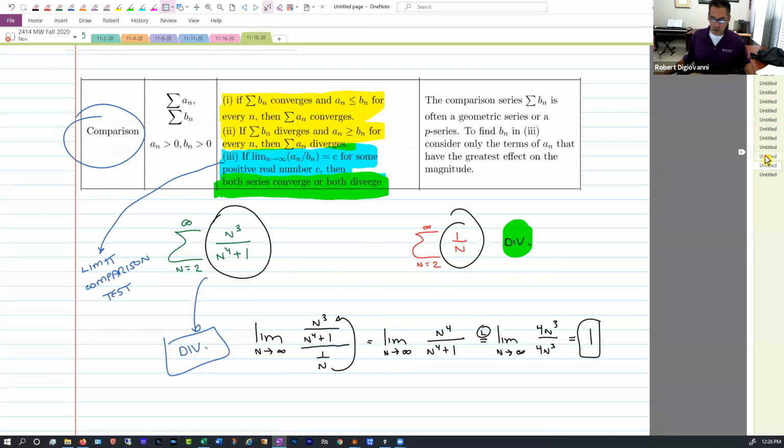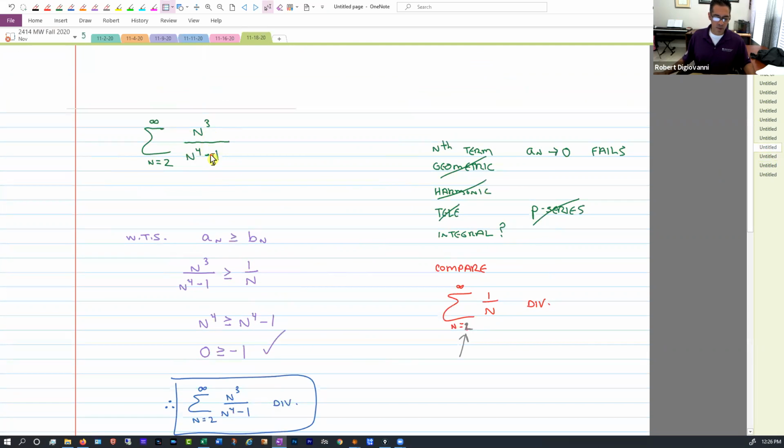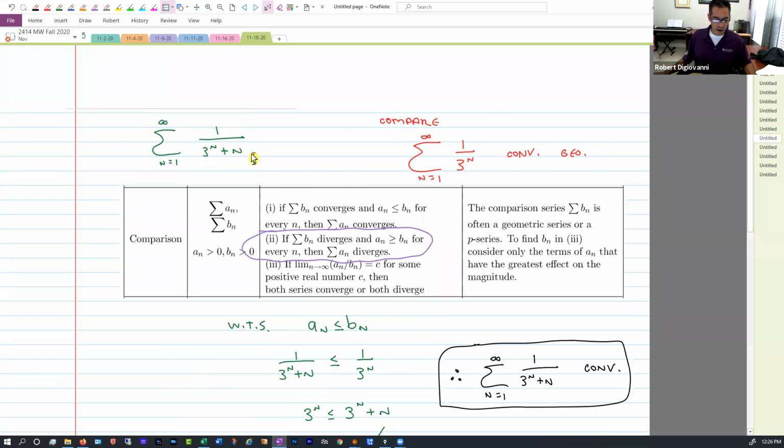Okay, so I showed you that we could do that test for this problem. I won't do it, but this is the problem we did before where I had a minus instead of a plus. Limit comparison would have worked for this one too. The problem we did before that, we just did that one. Limit comparison worked.